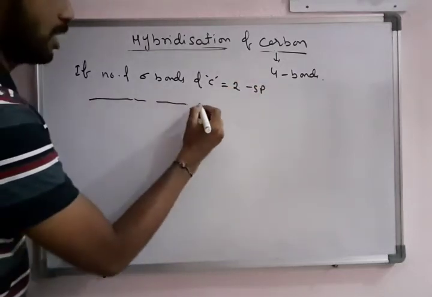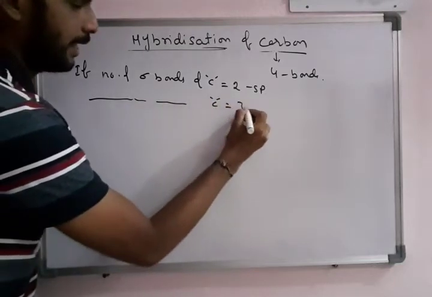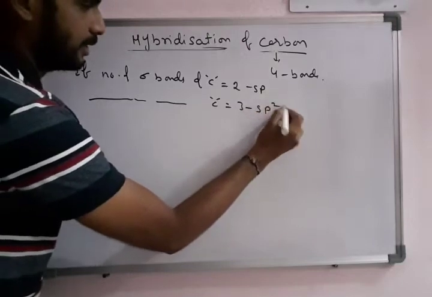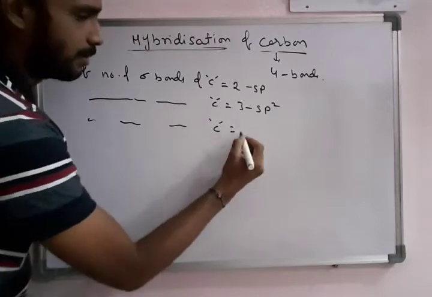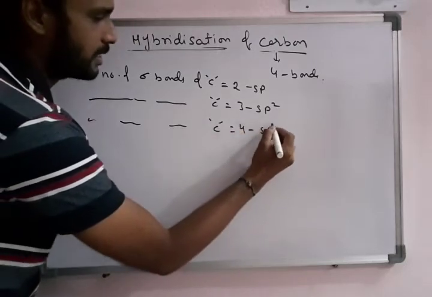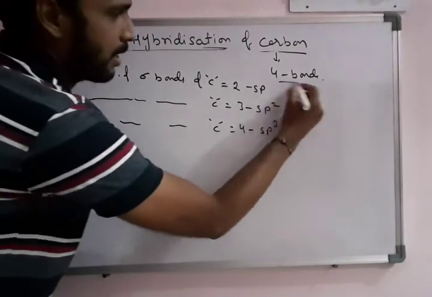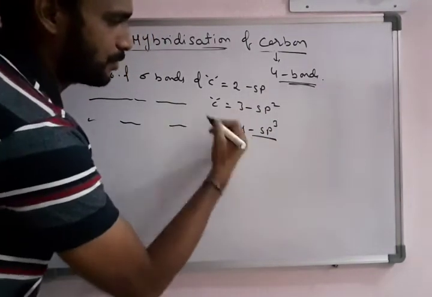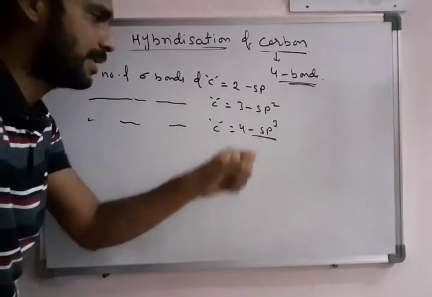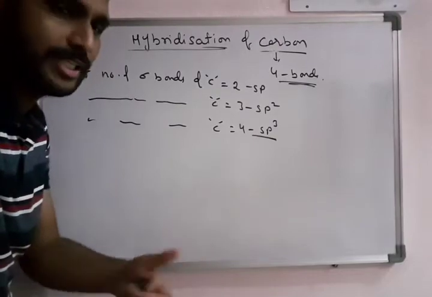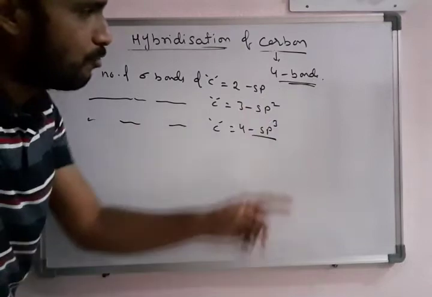Similarly, if the number of sigma bonds of a carbon in a compound is 3, that is sp2. If the number of sigma bonds of that carbon is equal to 4, that is sp3 hybridization. The important point is that carbon can form only 4 bonds, which means the hybridization is limited up to sp3. Carbon can form sp, sp2 and sp3 hybridization. There is no possibility of other hybridizations because carbon can form only 4 bonds.